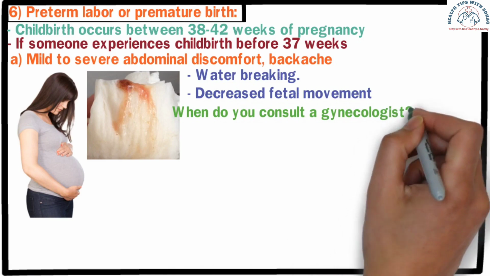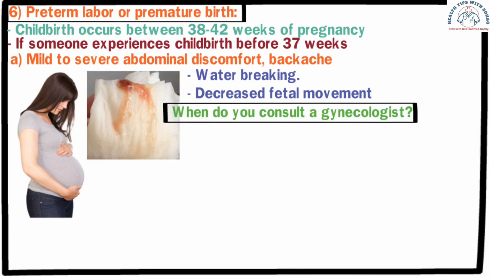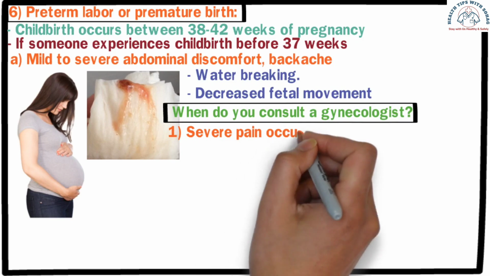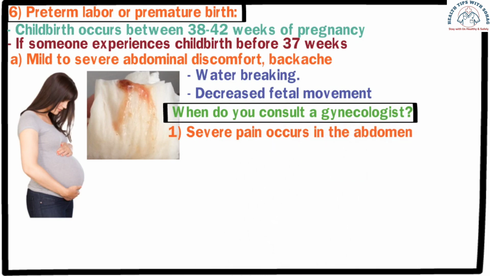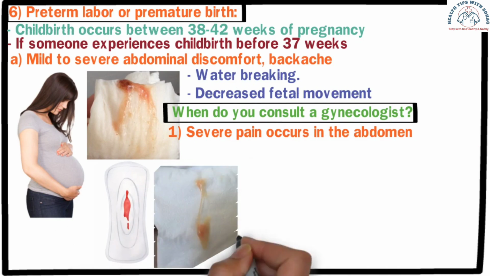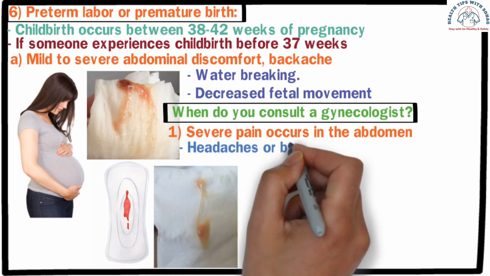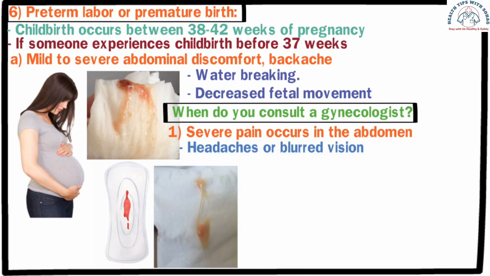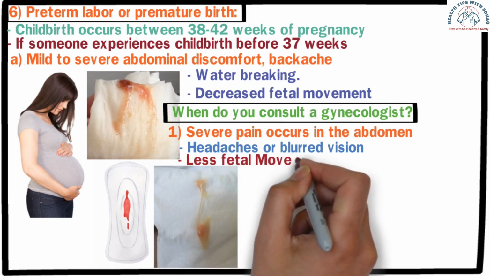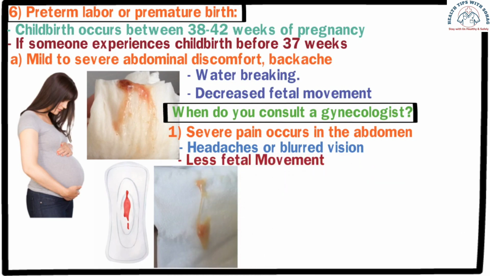Now let's discuss when to consult a gynecologist. Number 1, if sudden severe pain occurs in the abdomen. Number 2, if there is vaginal bleeding along with pain. Number 3, if there is excessive clear discharge, blood mixed discharge or foul smelling discharge in the vagina. Number 4, if they experience headache or blurring of vision. Number 5, if the baby's movement is decreased. Number 6, if there is blood in the stool or if there is blood with difficulty in bowel movement.